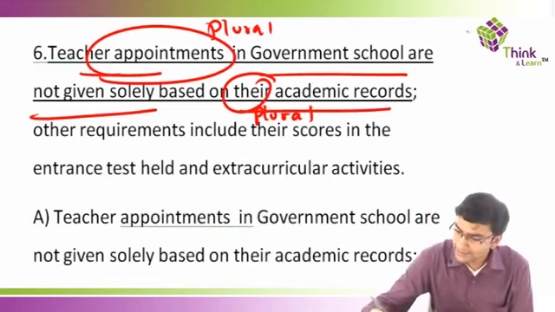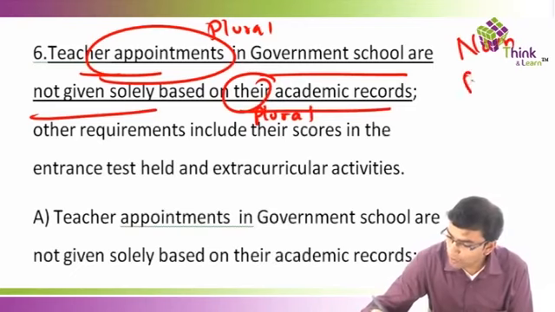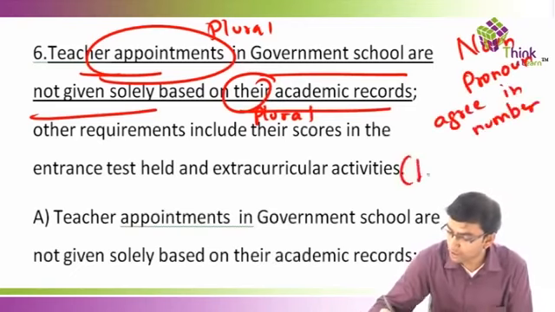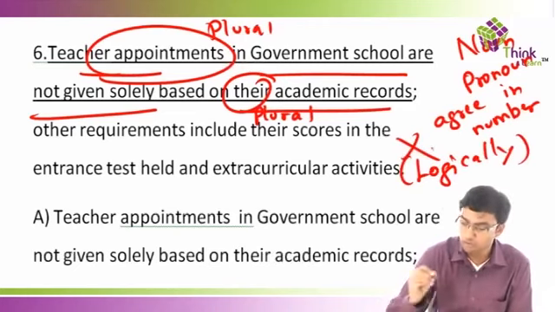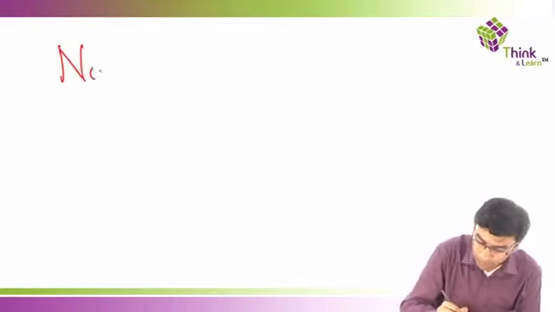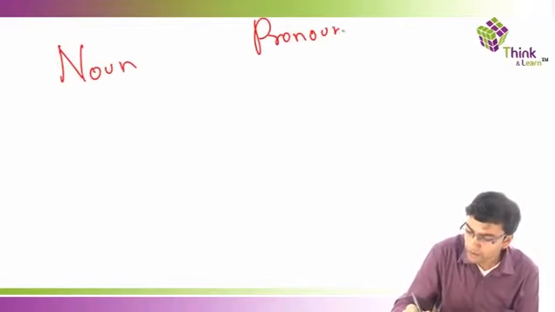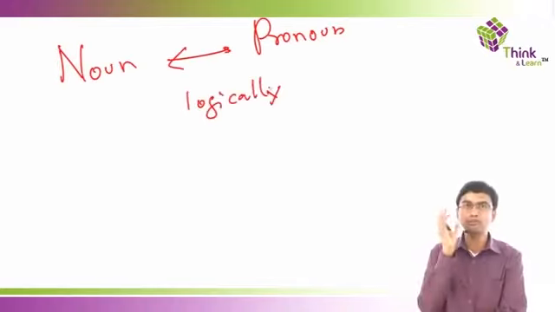So what is happening is, the noun and the pronoun agree in terms of number, but logically they don't agree with each other. That's very, very important. So you should check whether the noun agrees with the pronoun logically. That's one more check we will do.